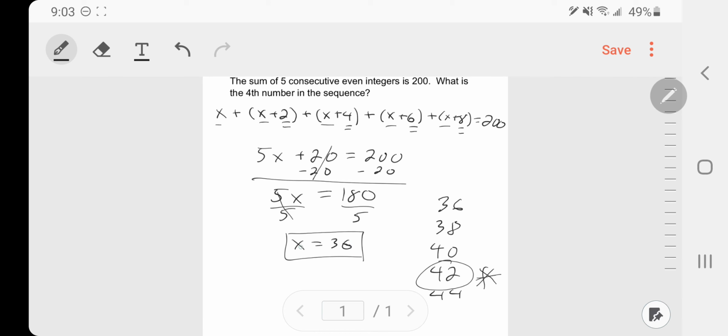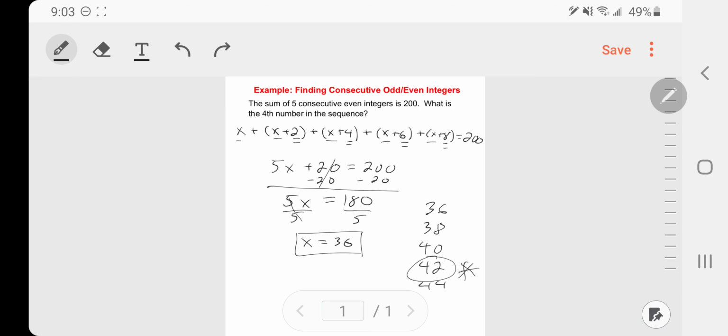Again, 36, what we solved for, was just the first number in the sequence. Then you have to go back in the equation and figure out what your fourth term is going to be. So you have to pay attention to what term it's asking for in these cases. Odd and even integer questions like this both follow the same pattern: x plus 2, x plus 4, x plus 6, x plus 8. If there was a sixth term, it would be x plus 10, and so on and so on.